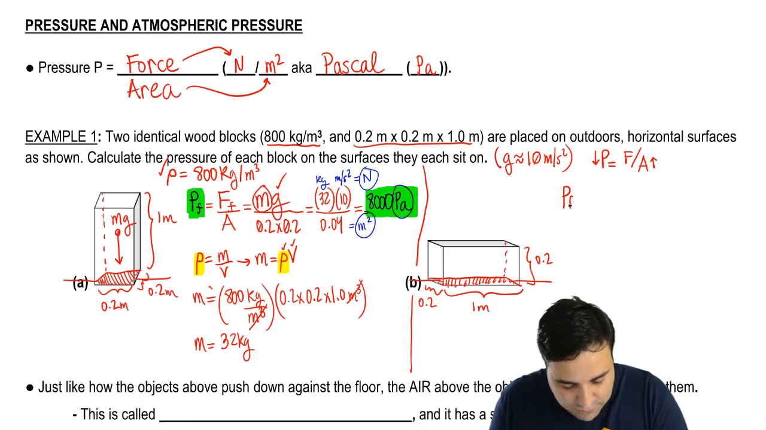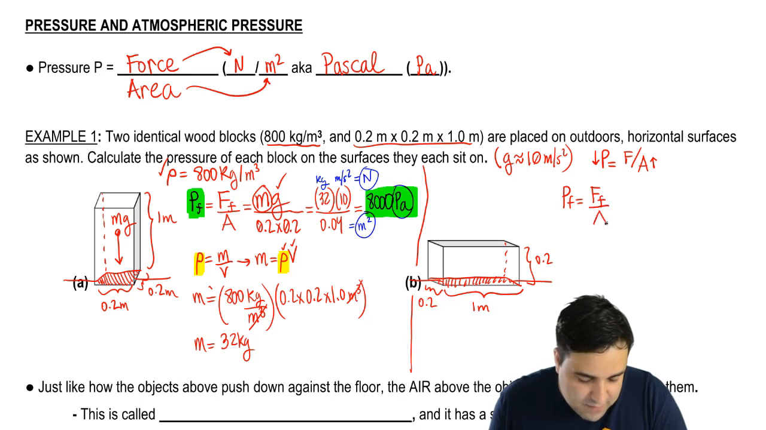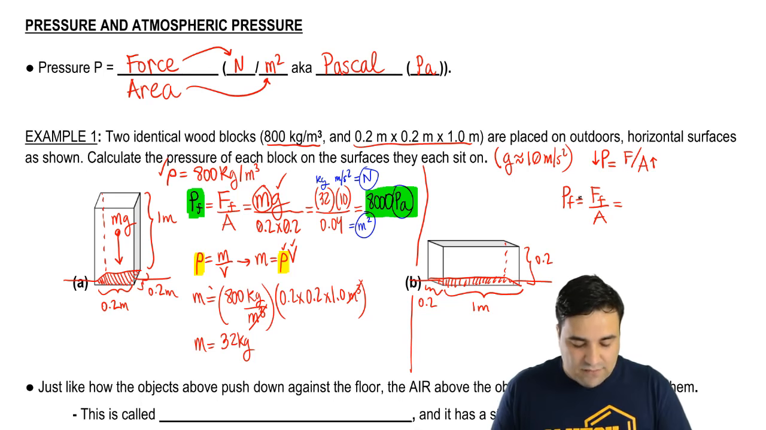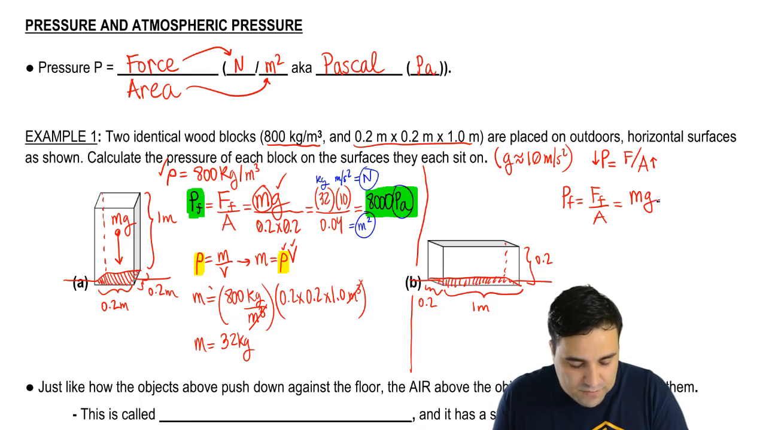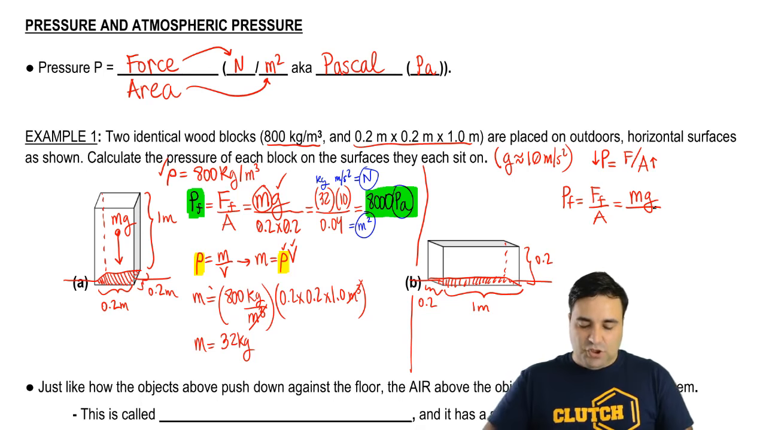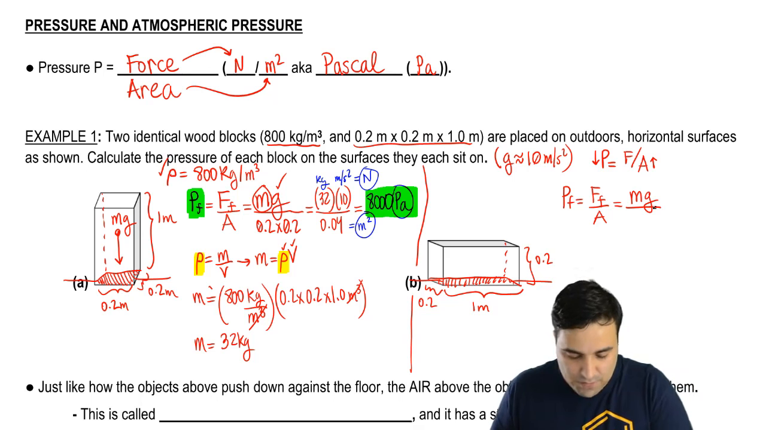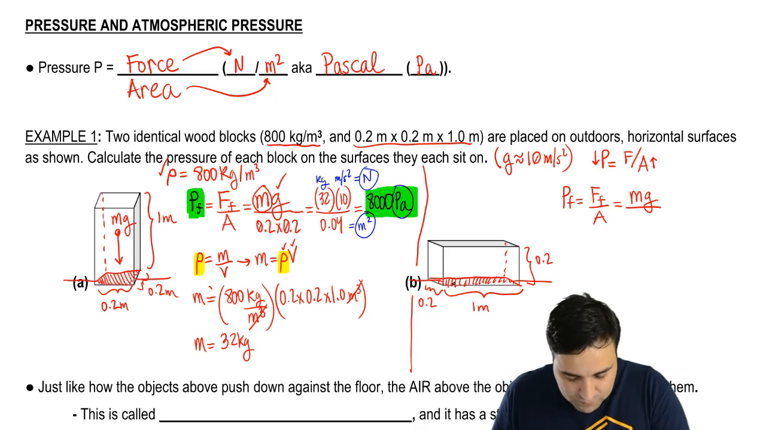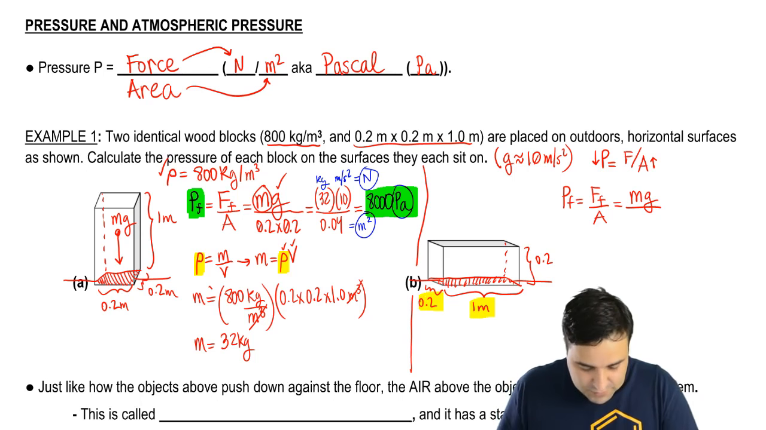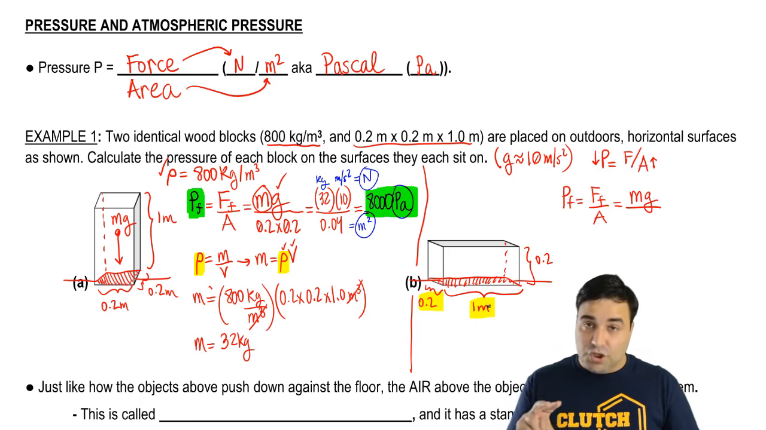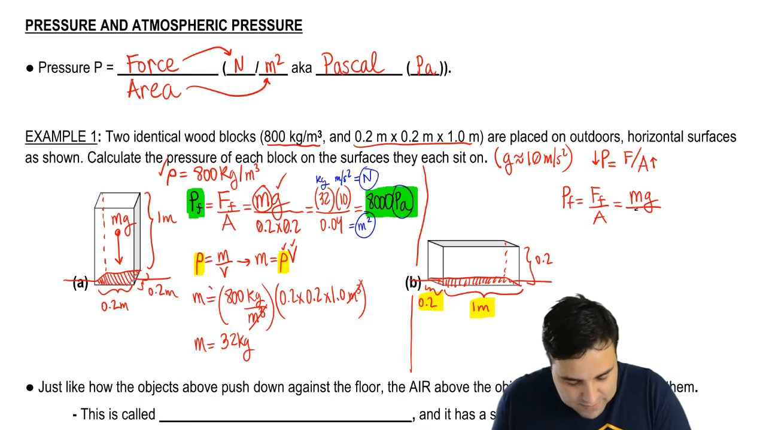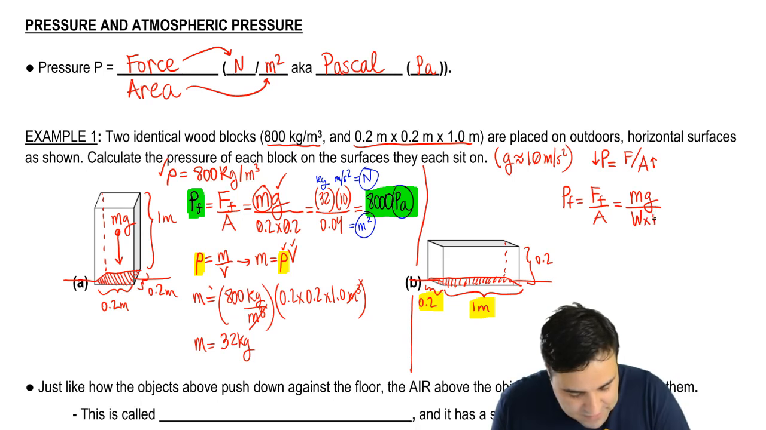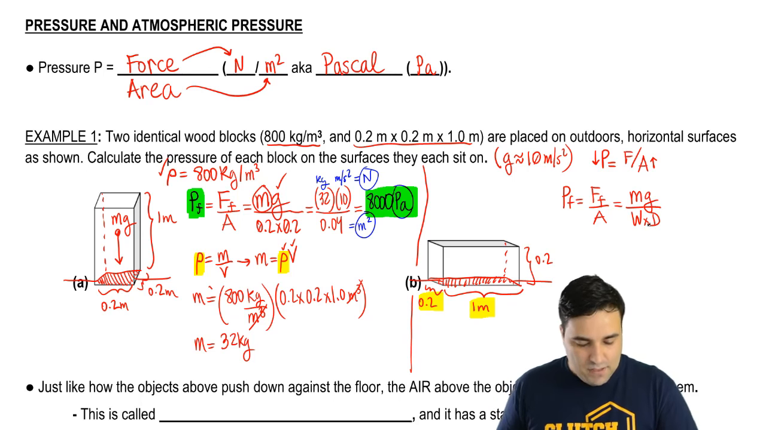So the pressure with the floor is still gonna be the force against the floor divided by the area. And the force against the floor, by the way, is still mg, divided by the area, but I'm gonna show you something a little bit different now. So what is the area? The area is these two dimensions here, not all three of them, but just two, which is the width times the depth, okay? So let's leave it there.